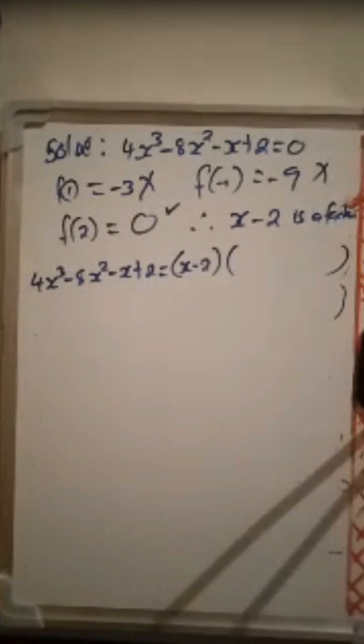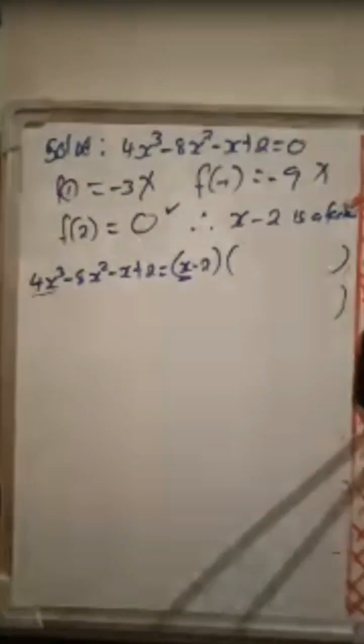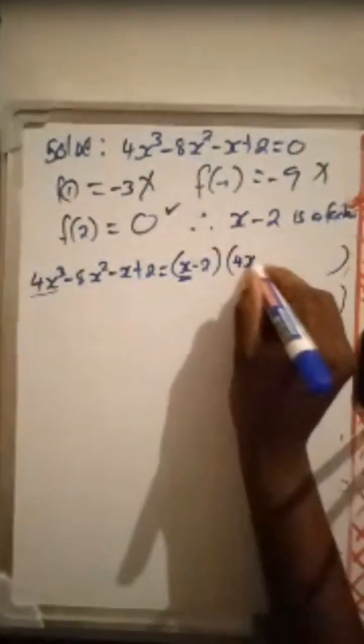So what we do, the first term has to be divided by that. So 4x cubed divided by x, what do you get? We get 4x squared.